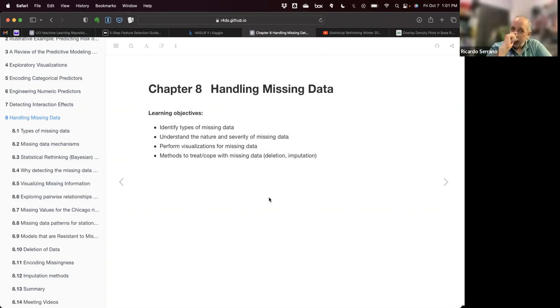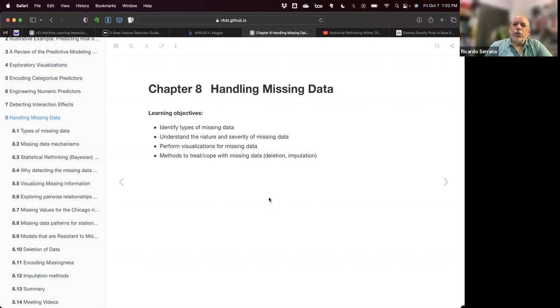So this is chapter eight on handling, or as you will see, trying to cope with missing data. I really feel that it's not a foreign discussion when you are dealing with a data set that has some missing values. In the real world, that's very common, because nothing works perfectly.